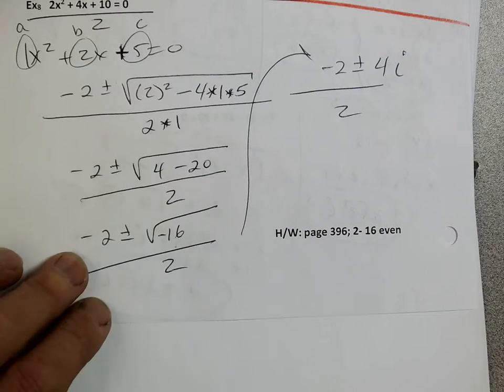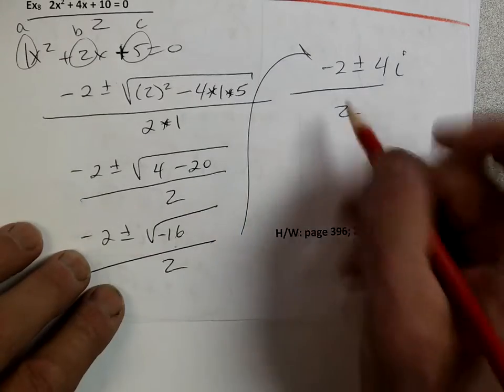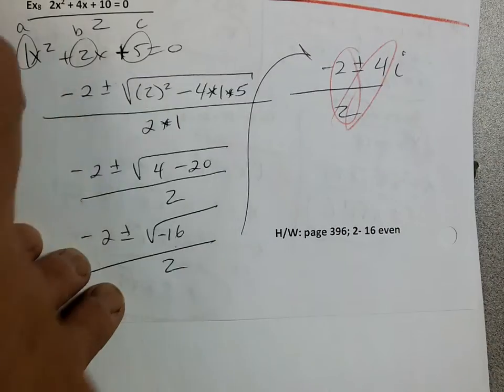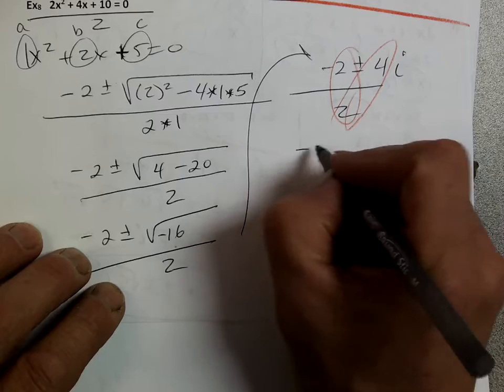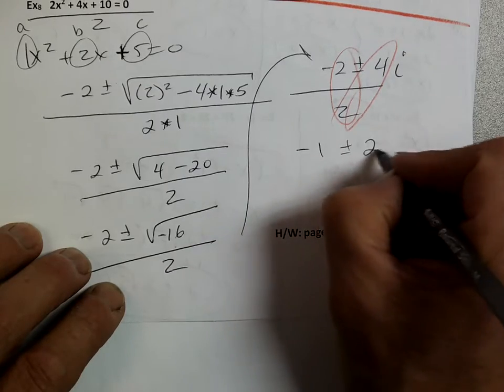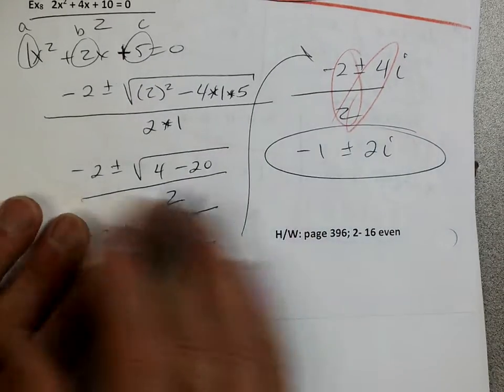Can we reduce? So I'm going to reduce my whole numbers, both of them. Reduce. I get negative 1 plus or minus 2i.